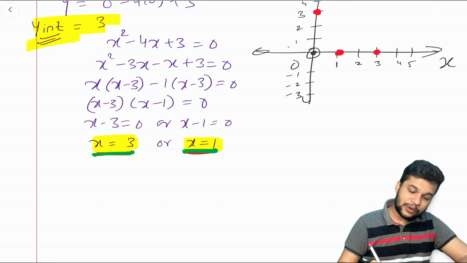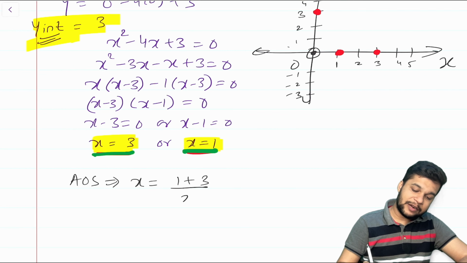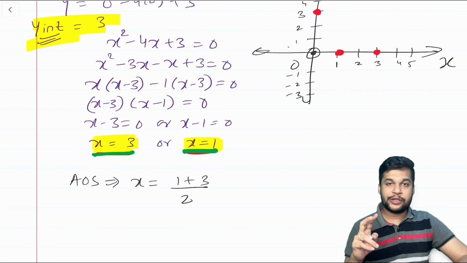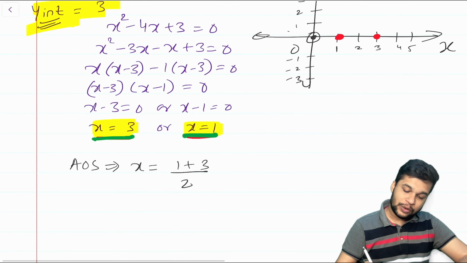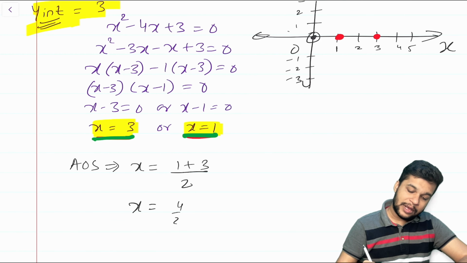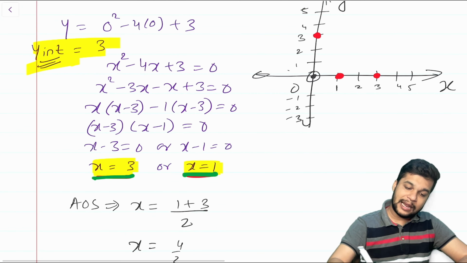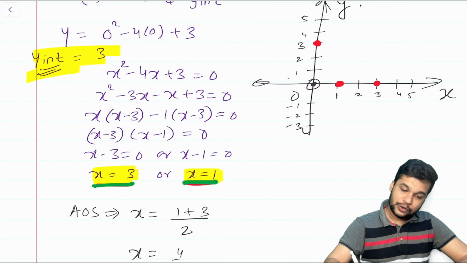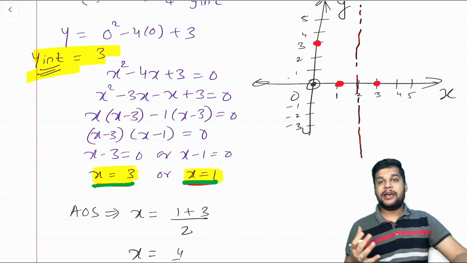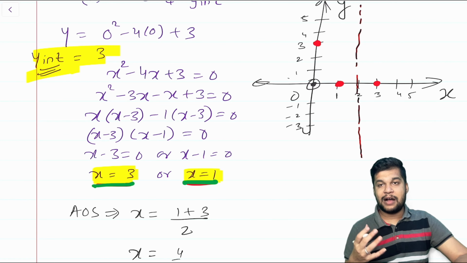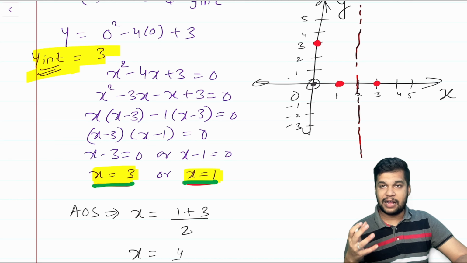So how do I find the axis of symmetry? x equals (1 plus 3) divided by 2. Whatever the two roots are, you add them and divide by 2. So x equals 4 by 2, x equals 2. So x equals 2 will be the line parallel to the y-axis. Let's say this is your axis of symmetry. Somewhere on the axis of symmetry, the vertex of the graph will lie.